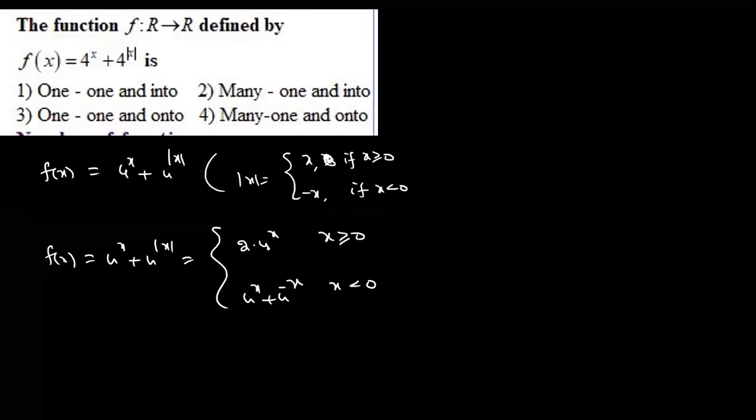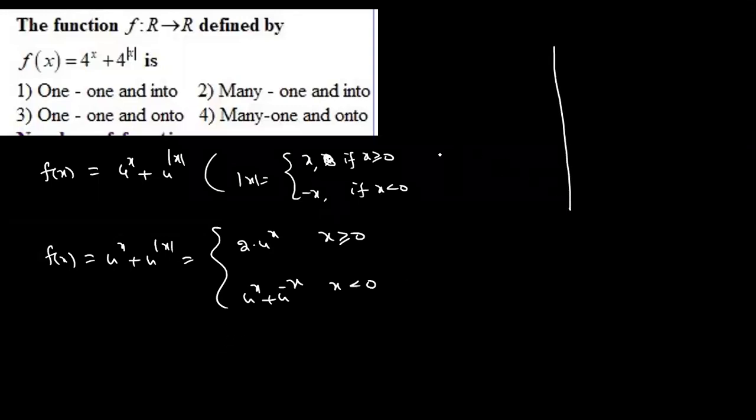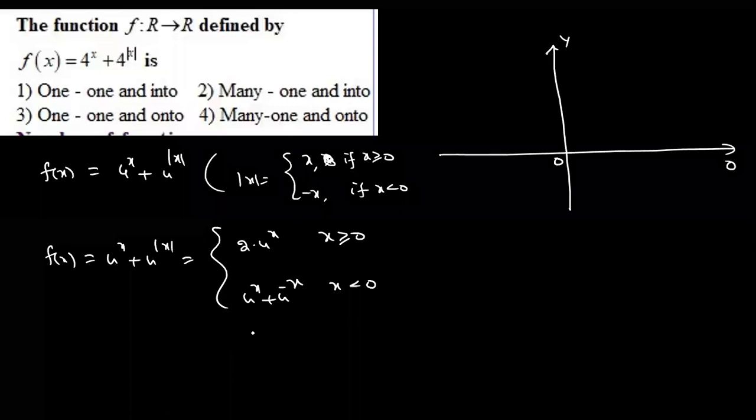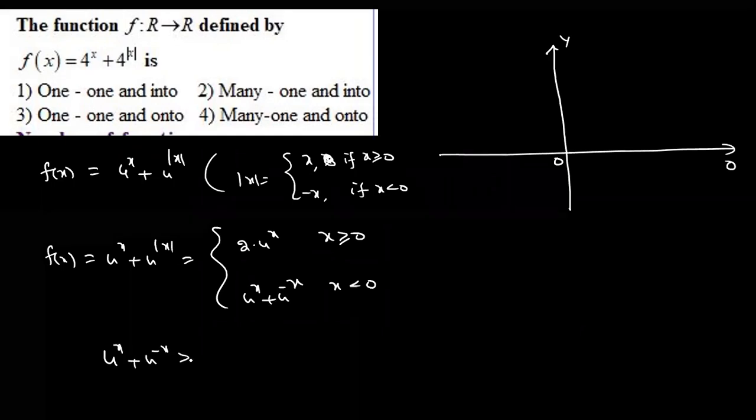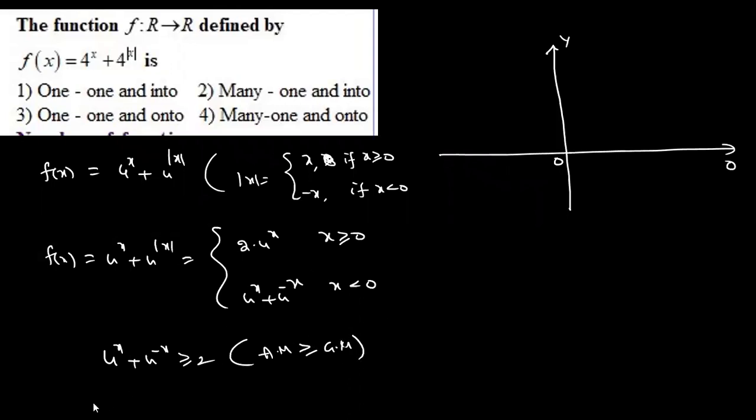Okay, 2 into 4 power x. See, if I draw the picture, for example, generally 4 power x plus 4 power minus x, what is the minimum value? 2 is coming. Are you observing? Yeah. 4 power x plus 4 power minus x is always greater than or equal to 2. Why? Because AM is greater than or equal to GM.